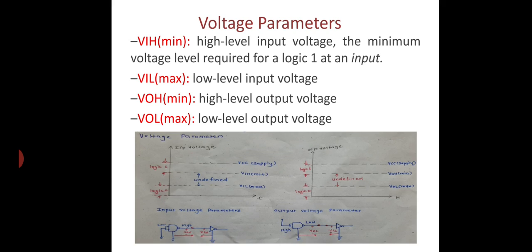VOL maximum is the low level output voltage. It is the maximum voltage level that can be treated as logic 0 at the output of the gate. Any voltage above this level will not be treated as a logic 0 output. As shown in the following figure, when the input of a NAND gate is connected to the ground potential, the output generated is VOH, that is, the high level output voltage. It means when you apply 0, the output would be 1. Similarly, when VIH is provided to the NOT gate, it will generate similar outputs.